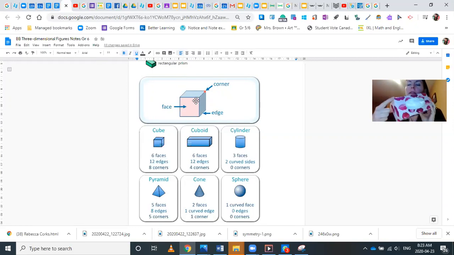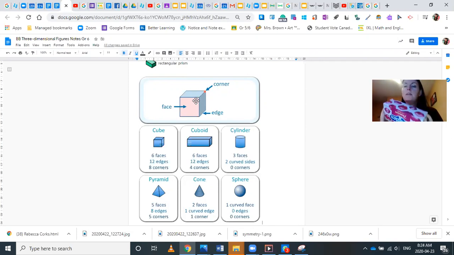The corners are these points here where the corners all meet. So this is a corner, a corner. We could count them. There's 1, 2, 3, 4. And then on the other side, we've got another 4, 1, 2, 3, 4. So that is 8 corners, or vertices, which is the plural of vertex.